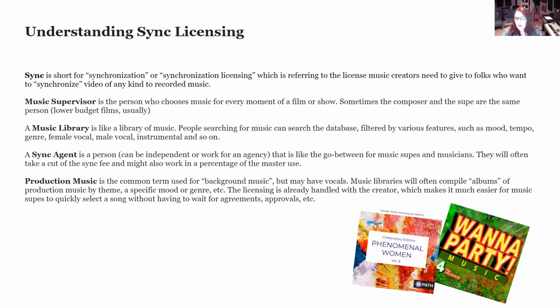This one, Phenomenal Women, I have a song that's on this, but it's full of just female composers compiled by Empath, who is a music library. And so the theme of this album is women composers. But if you listen to every single piece of music on it, they're very, very different. They're not genre specific. But that was really awesome to be included on that compilation. And you can see gender parity achieved at Empath.